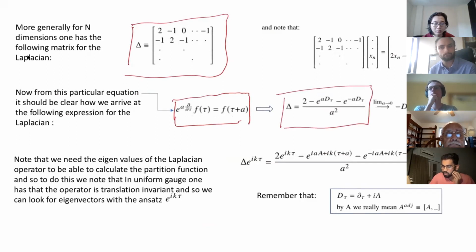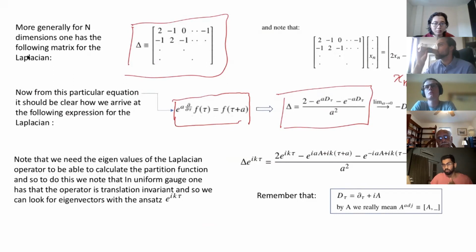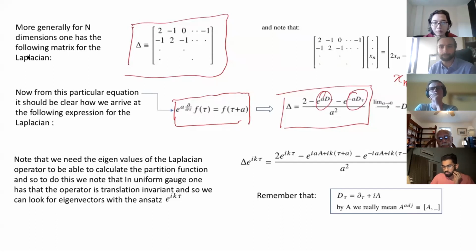Well, this basically follows from the fact that xn here is nothing but x of an. And so xn minus 1 would be a translation of x by minus a, and xn plus 1 would be a translation of x by plus a, which is what these operators over here do. And so, yeah, it's pretty clear how this is the Laplacian. And in the limit that a tends to 0, that basically becomes in the continuum the Laplacian.